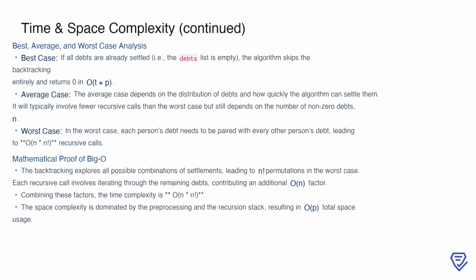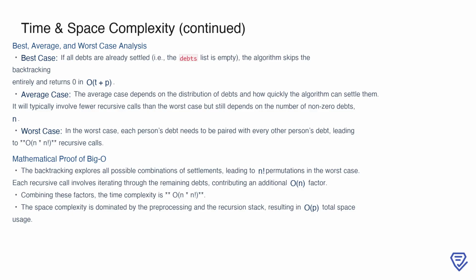Analyzing the best, average, and worst cases of this algorithm provides a clearer understanding of its performance. In the best case, if all debts are already settled, meaning the debts list is empty, the algorithm skips the backtracking phase entirely, completing in O(t + p). For the average case, the performance depends on the distribution of debts and how quickly the algorithm can prune unnecessary recursive calls. This results in fewer recursive calls than the worst case, but still depends heavily on the number of non-zero debts, n. In the worst case, each person's debt must be paired with every other person's debt, leading to n! recursive calls. This behavior is explained by the mathematical derivation of the time complexity.